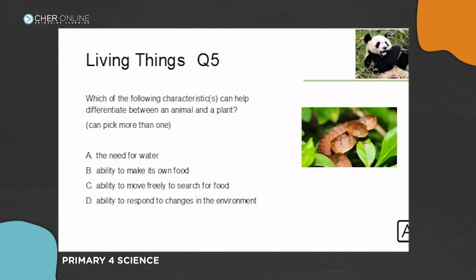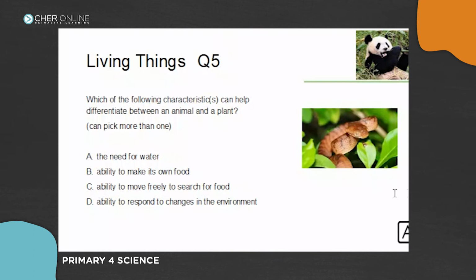Question 5: which of the following characteristics can help differentiate between an animal and a plant? I have two answers. The need for water. This cannot differentiate, because both animals and plants need water. So this is not the answer. Ability to make its own food. Yes, only plants can make food. Animals cannot. So that's the difference.